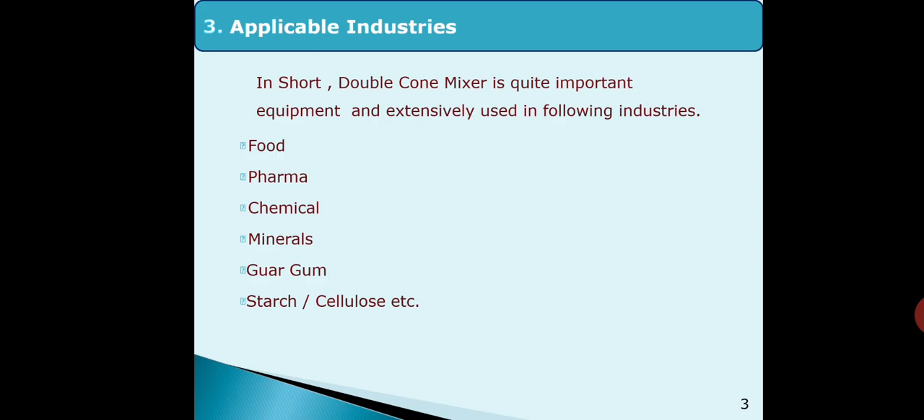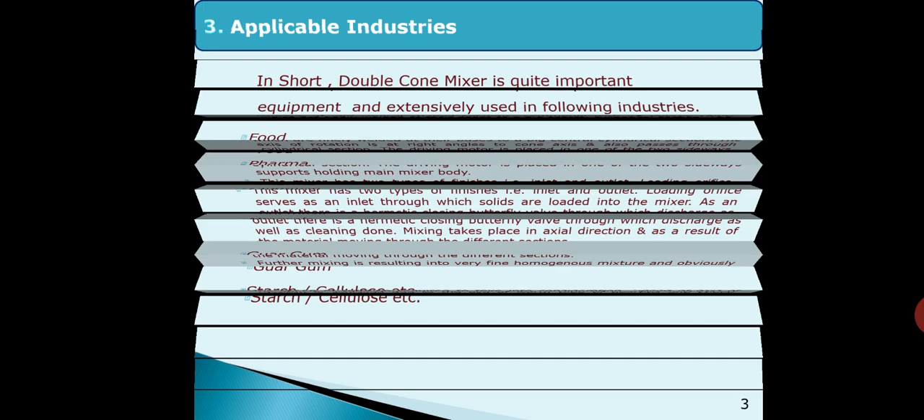In the chemical industry, it is also used before the formulation of any chemical reaction, or before formulating a new chemical. A number of ingredients are to be added, so this can be achieved by double cone blender. For the mineral industry, it is also used for guar gum, starch and cellulose. In all these industries, double cone blender can be used.